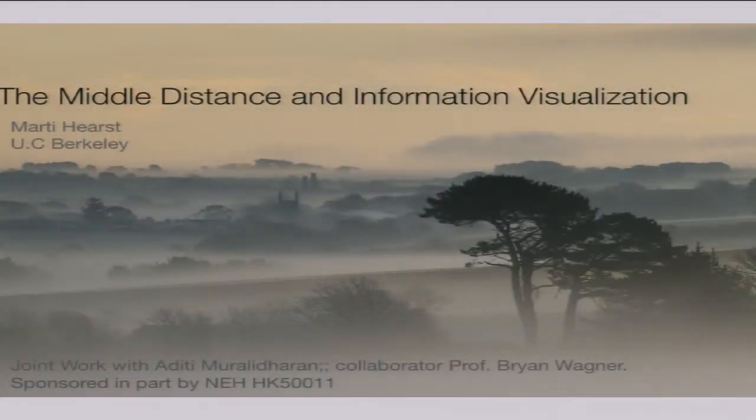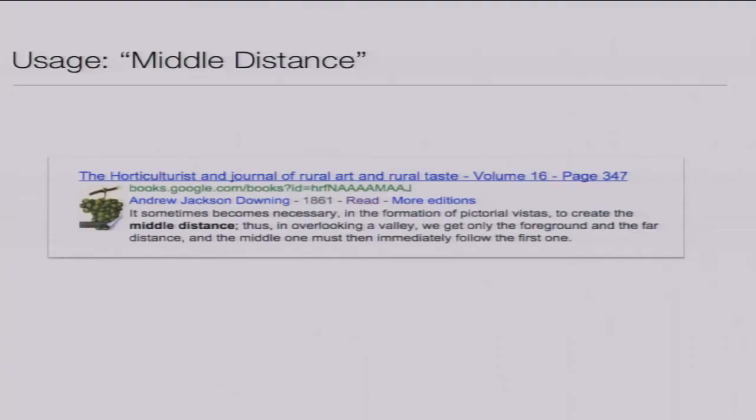But if you look at this image, it's a pastoral painting, a photograph, and the idea of the middle distance is not the foreground and not the far distance or background, it's everything in between. And that's the notion. It's that stuff in the middle. So sometimes when it's talked about, here's a quote from a book that uses the term, "It sometimes becomes necessary in the formation of pictorial vistas to create the middle distance. Thus, in overlooking a valley, we get only the foreground and the far distance, and in the middle one must then immediately follow the first one."